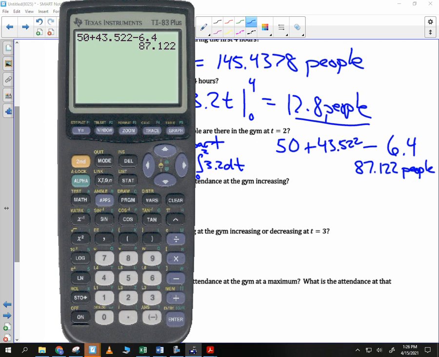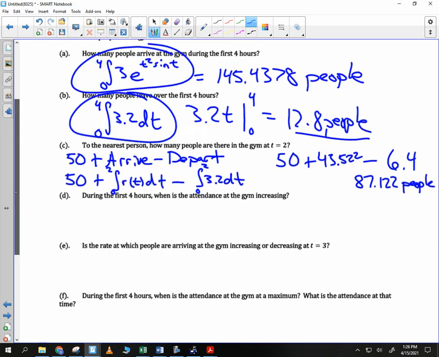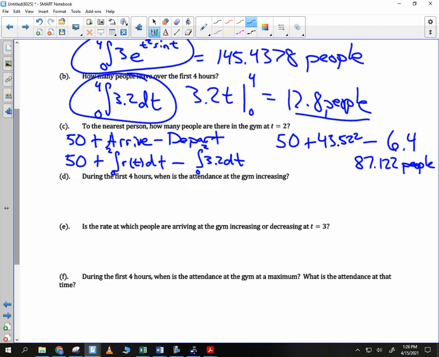It says to the nearest person, so would we say 87? 87 people then, yep.